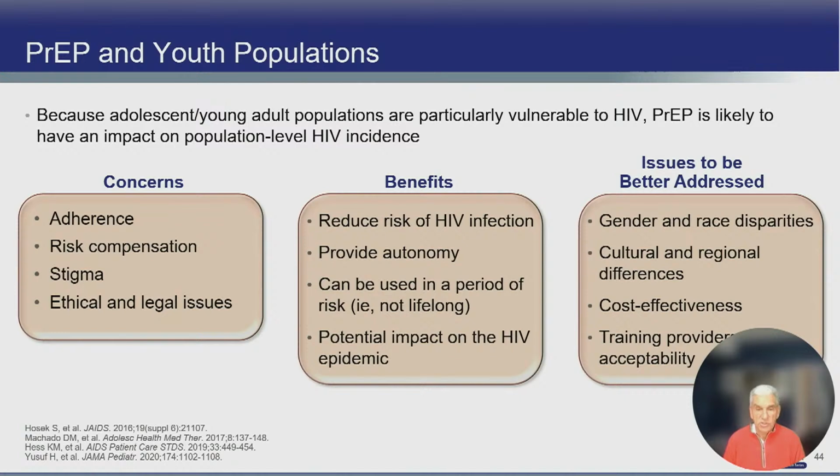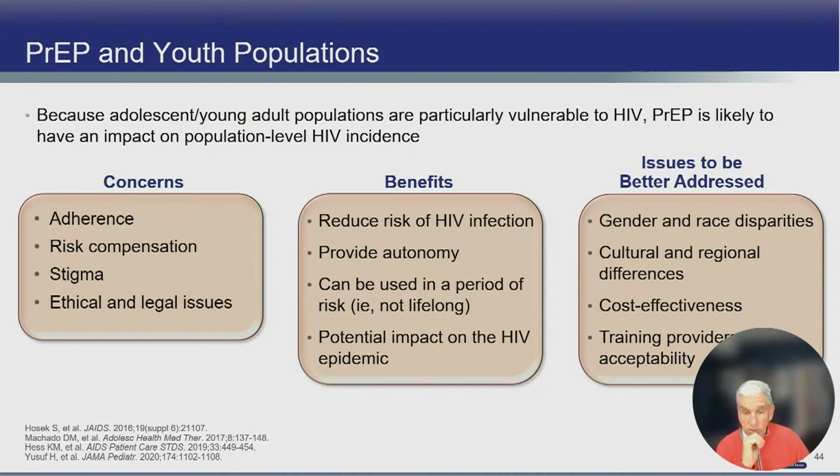With youth populations, they're particularly vulnerable. PrEP is likely to have an impact on population-level HIV incidence. It's going to affect things in your community. It's going to reduce the risk of this. And the rationale for that is if there are concerns about adherence, stigma, ethical, legal issues, or if they feel like if they're using PrEP, they can have more unprotected sex. So all things to talk about.